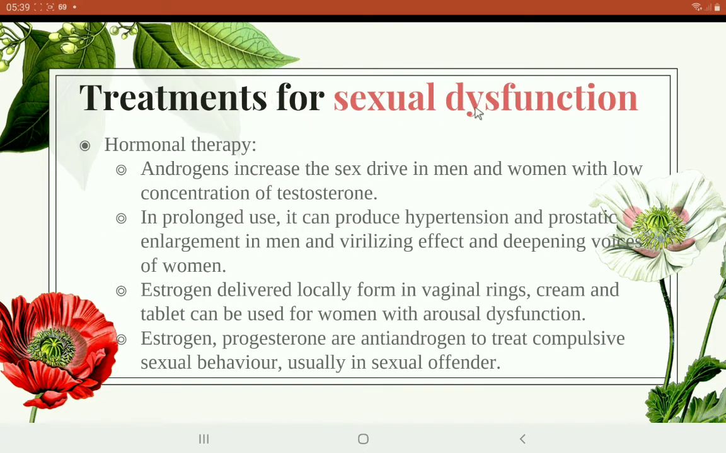The treatment for sexual dysfunction also includes hormonal therapy. Androgen increases the sex drive in men and women with low concentration of testosterone. In prolonged use, it can produce hypertension and prostatic enlargement in men and virilizing effect and deepening voice in women. Estrogen delivered locally in the form of vaginal rings, cream, and tablet can be used for women with arousal dysfunction. Estrogen and progesterone are anti-androgens to treat compulsive sexual behavior, usually in sexual offenders.